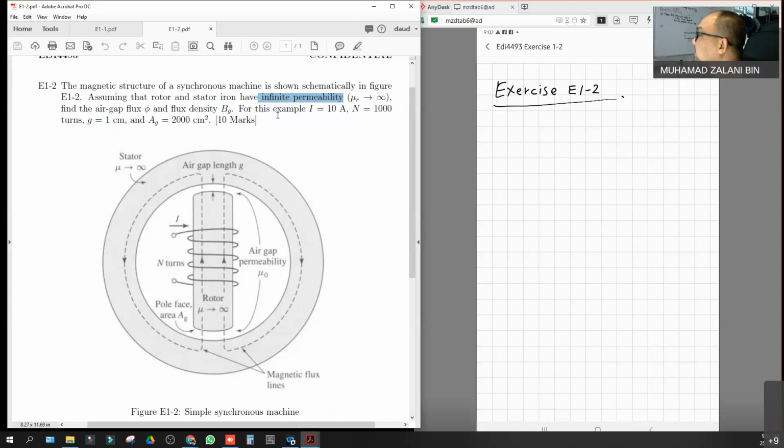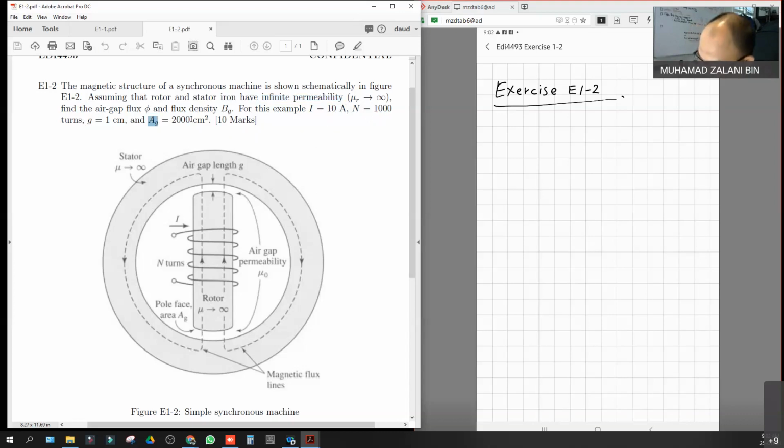For this example, given that the current passing through this winding of the rotor is 10 ampere, given also the number of turns of 1000, and gap G is 1 cm, and AG, the surface area of the gap, is 2000 cm square.